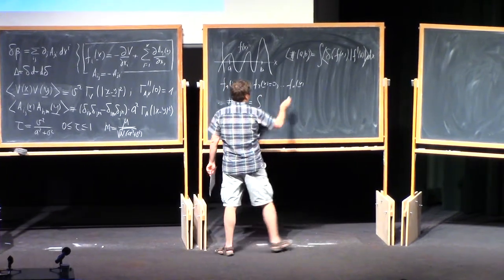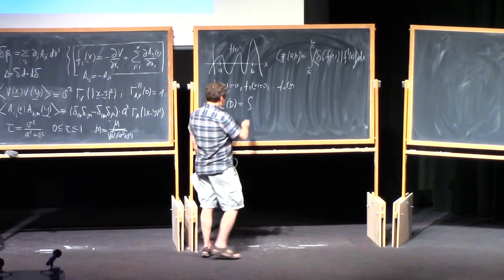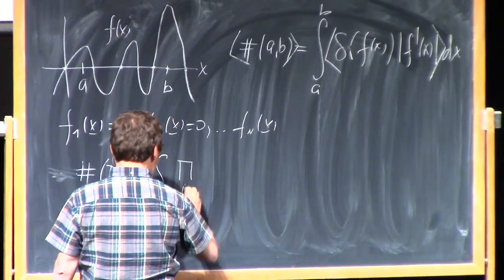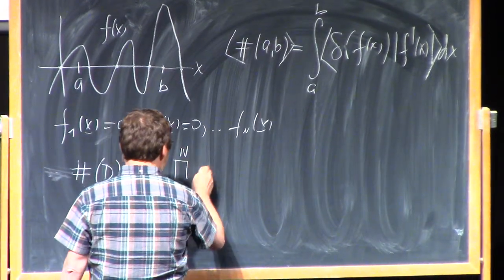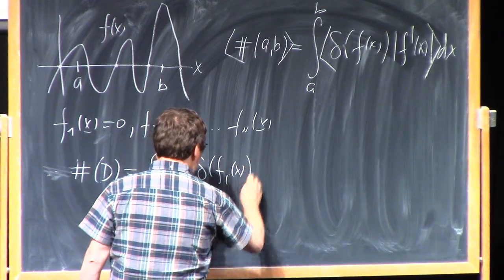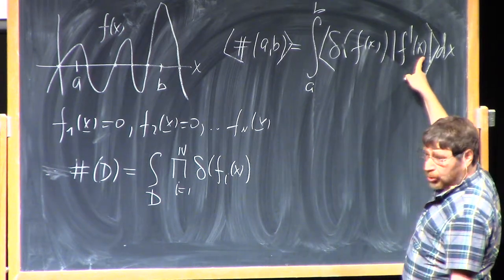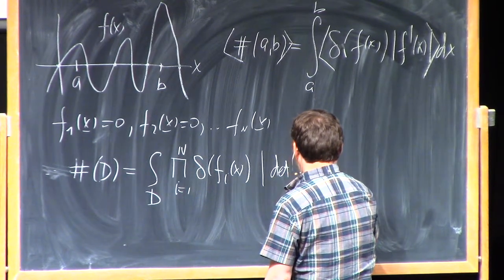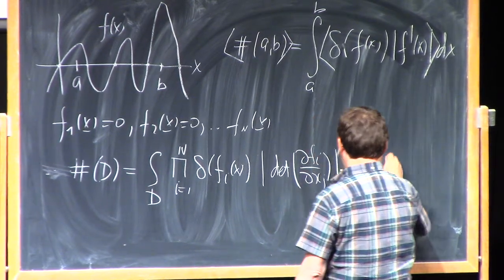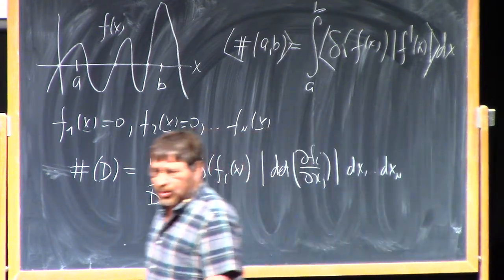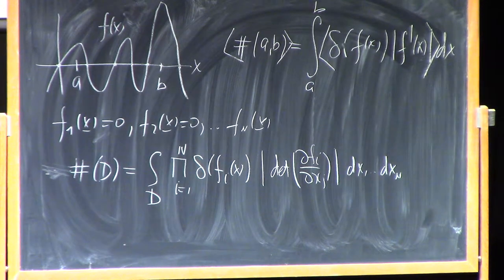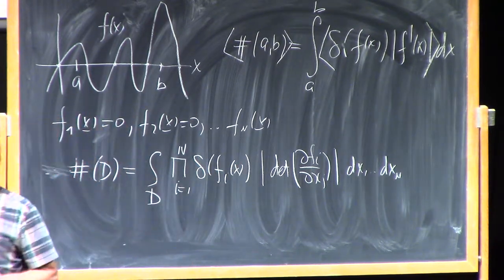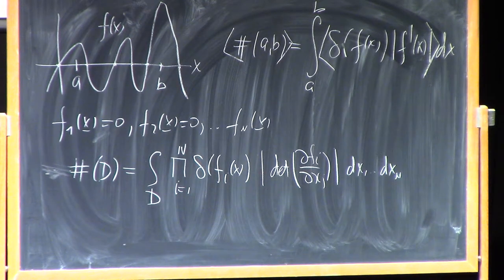This is the integral from A to B of the density, or basically of the following object. Formally it's the product of multivariate delta functions, product from 1 to n of delta of fi of x. And now the analog of the derivative term is, of course, just the modulus of the Jacobian, the modulus of the determinant of dfi over dxj, and then dx1 to dxn. Formally, this gives you the number of zeros in any domain D. And when one takes the expectation here over some distribution of f's, this is known as the multidimensional, multivariable Kac-Rice formula. Very natural analog.